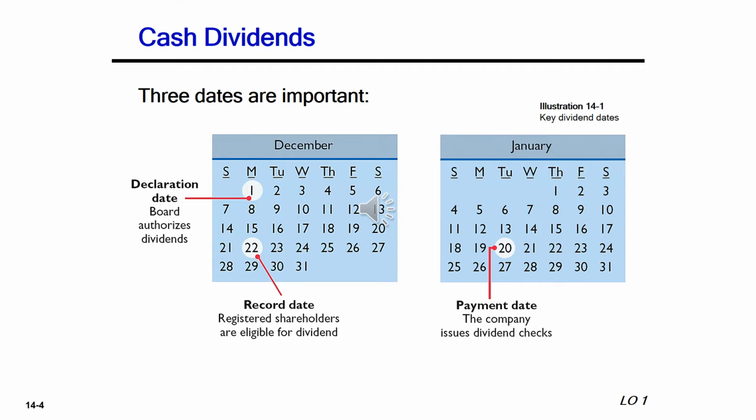And then we have the payment date, which comes at the end, which is basically the day where the company is going to disperse those dividends to the investors' accounts or issue the dividends.